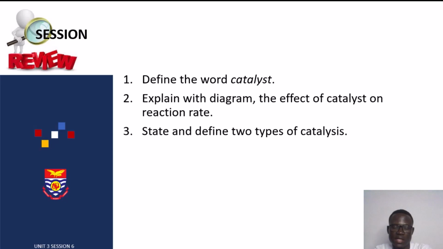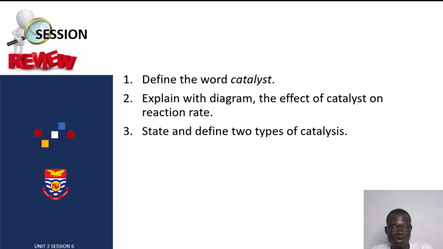You need to know that a catalyst is a substance that takes part in a chemical reaction, however does not get consumed. It provides an alternative pathway for the reaction to get to completion, thereby lowering the activation energy. So as a session review, try as much as possible to define the word catalyst and explain with a diagram the effect of a catalyst on the reaction rate.